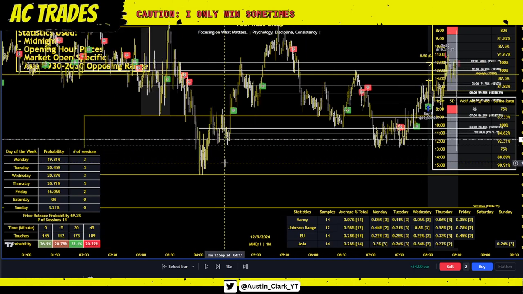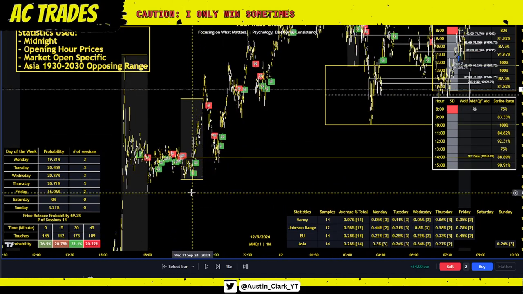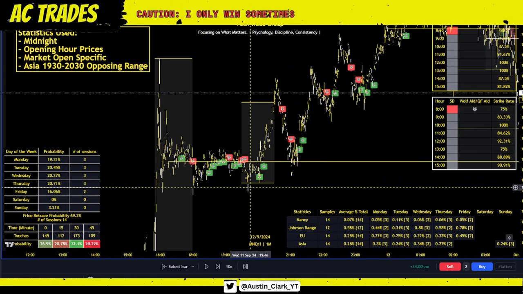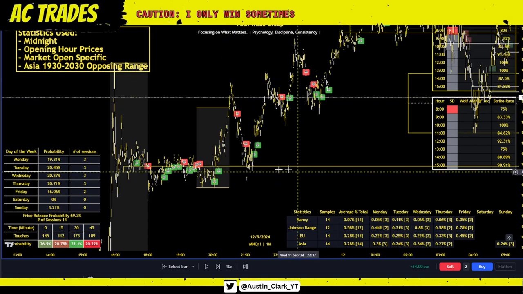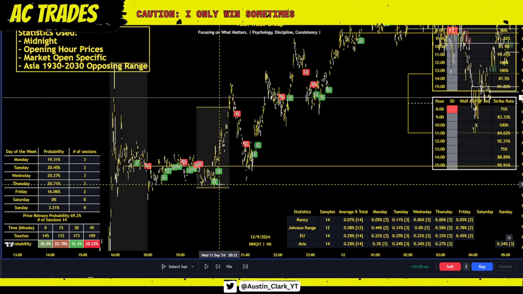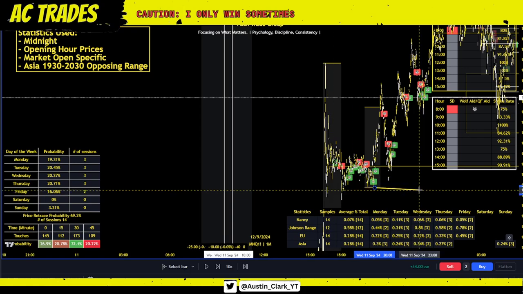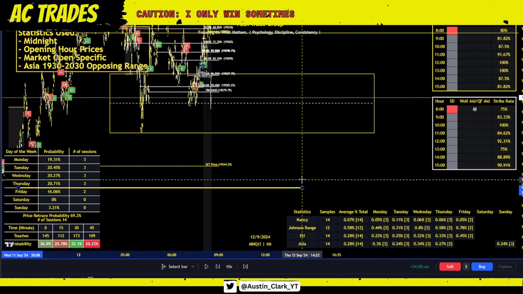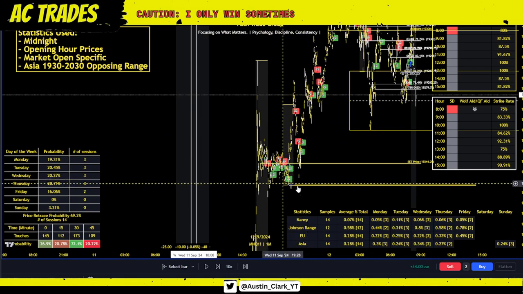And then we had this day here, we had Asia. Yep, right here. We had Asia low, so 1930 to 2030, but to the opposing side. Remember the other day we were looking for the high, and now we have a statistic right here giving us a 85 to 90% probability of coming down to here.